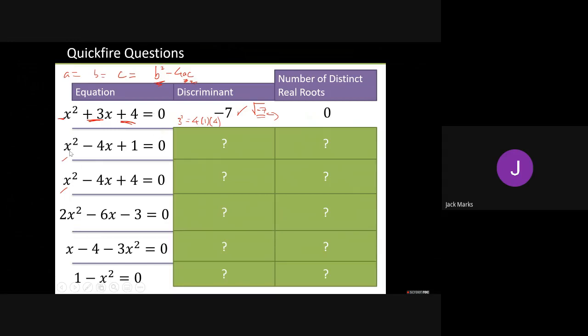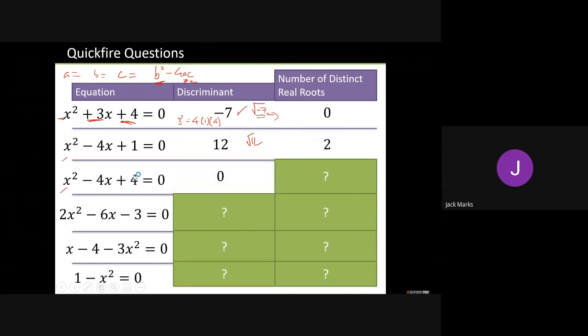So I'm assuming you've done that now. A is 1, B is minus 4, C is 1, should give you 12. This means we are doing the square root of 12. So we have 2 answers. The discriminant for the next part is 0, so there is one distinct answer, one distinct root.